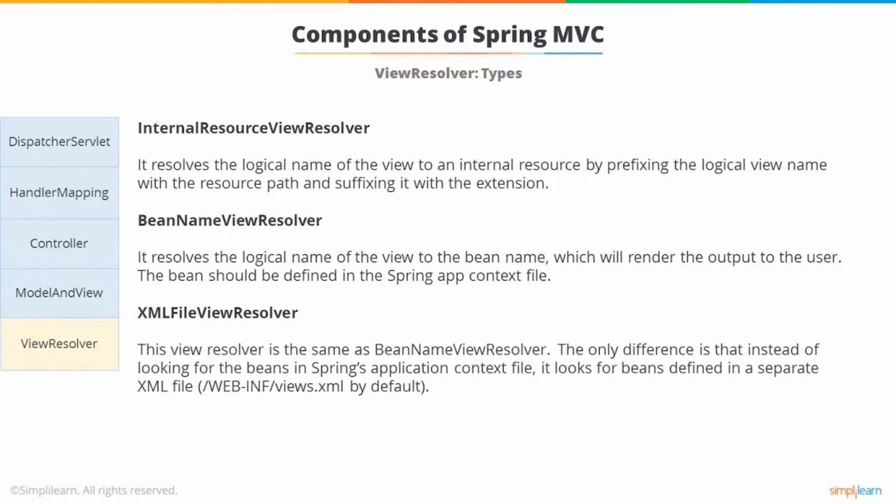Bean name view resolver resolves the logical name of the view to the bean name, which will render the output to the user. The bean should be defined in the Spring application context file. This view resolver is the same as the bean name view resolver. The only difference is that instead of looking for the beans in Spring's application context file, it looks for beans defined in a separate XML file.